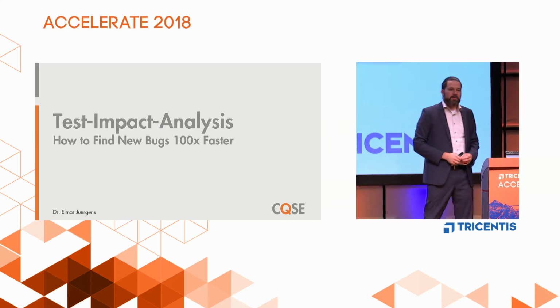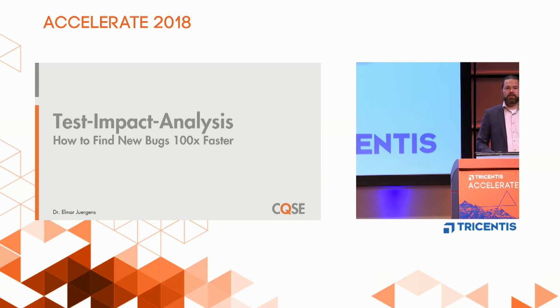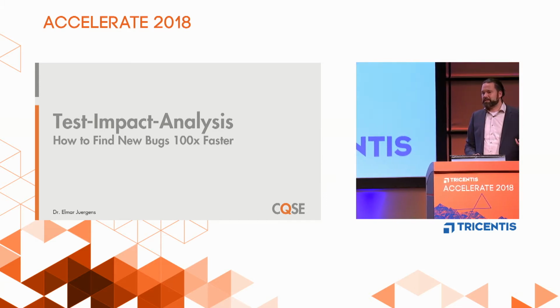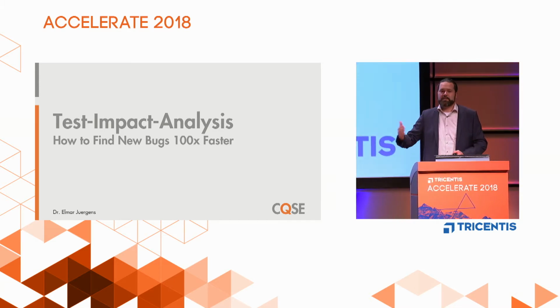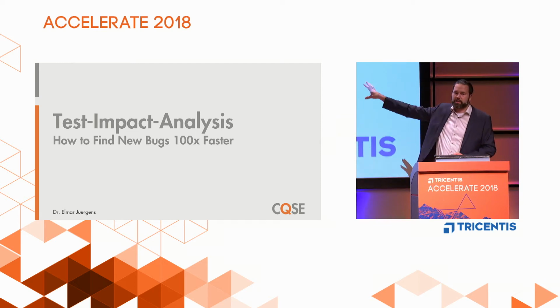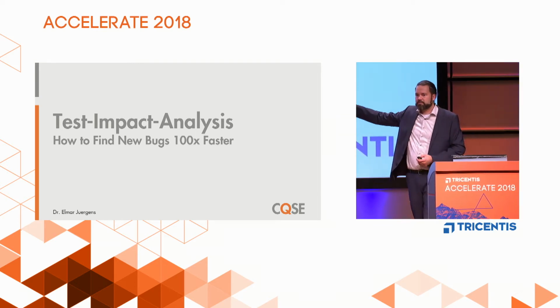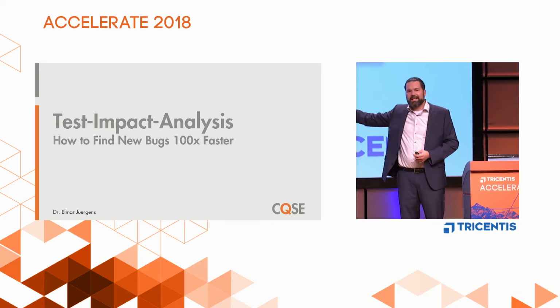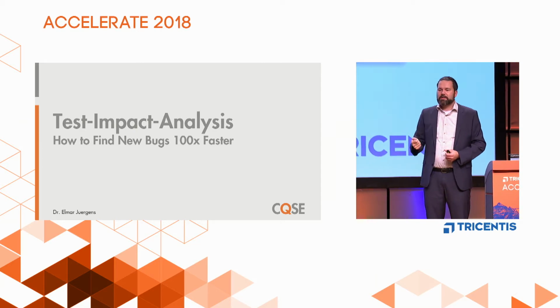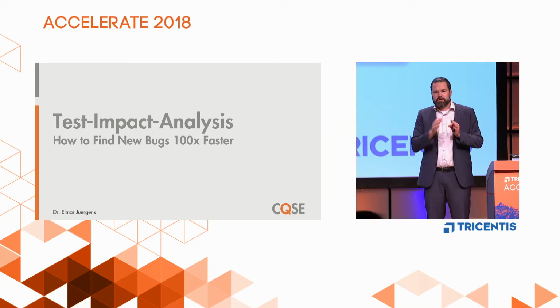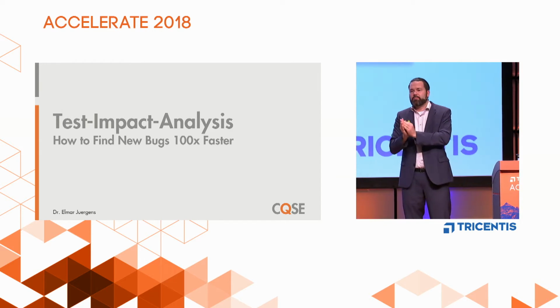So in the spirit of the name of this conference, how can we accelerate automated testing? How can we quicker find new bugs? And a partial answer to that is test impact analysis, a tool or an analysis technique that selects and sorts tests so that they can very quickly find new bugs.